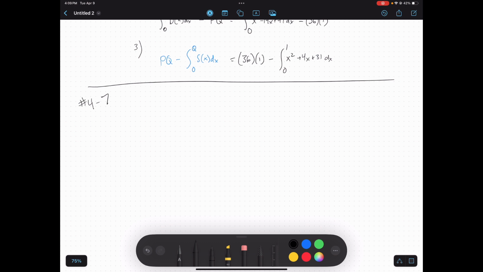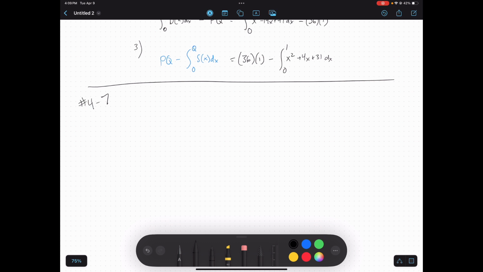Okay, 4 through 7 are all related to 5.2. They all deal with present value or future value, but 3 of them deal with a continuous income stream. So of course you're going to be using that R over K times e to the kt minus 1 if it's future value, or your other formula if it's present value, which should be very clear in the problem. Number 4 is future value. You're finding the accumulated future value. 5, you're finding the accumulated present value.